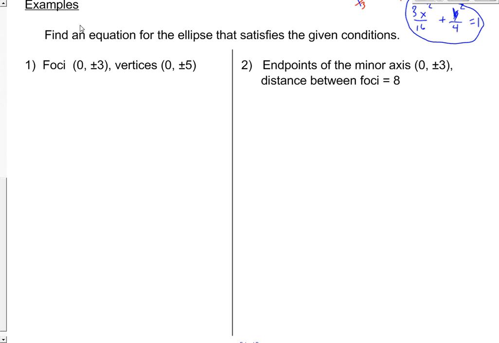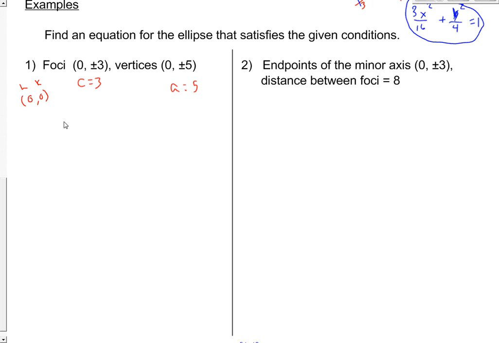Okay, here we find an equation for the ellipse that satisfies the given condition. We have foci at 0, 3, and 0, -3. So our c value, if we realize that those are opposite values, the center is going to be 0, 0 for our h, k. We have a c value of 3, and our vertices, same thing. We're moving 5 units up, 5 units down. So a equals 5. So we have to find our b.